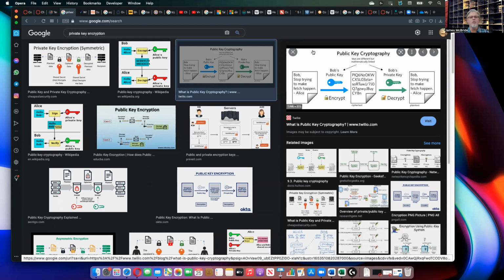You see all that on the screen. Here's public key cryptography, here's private key encryption, and public key encryption. So there's different terms that they're using. And public key sounds like it's less secure. You know, if the key is in the public, then is that more secure? It doesn't sound like it is, but it is.